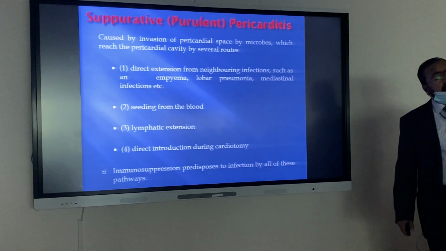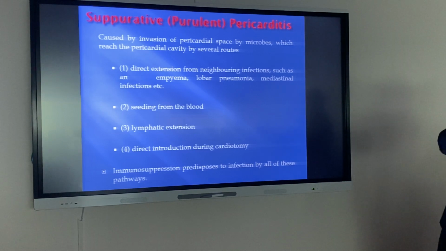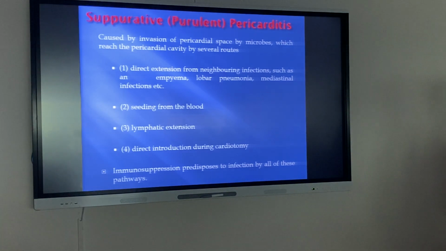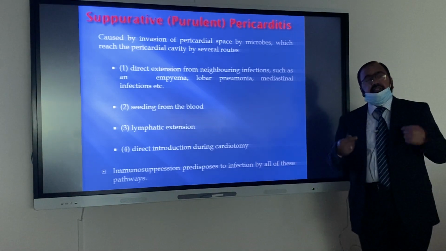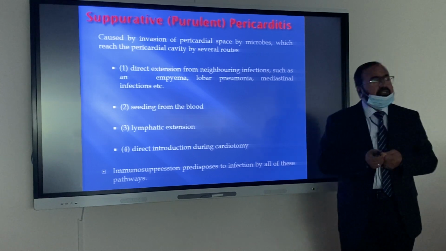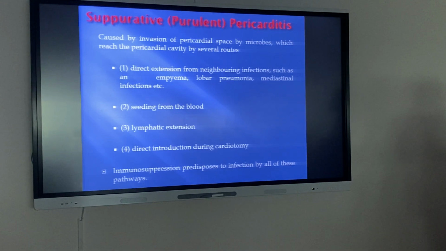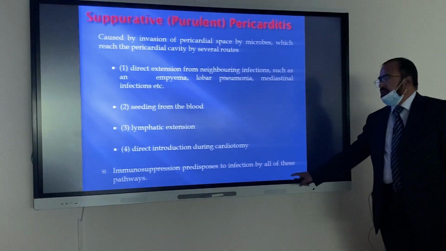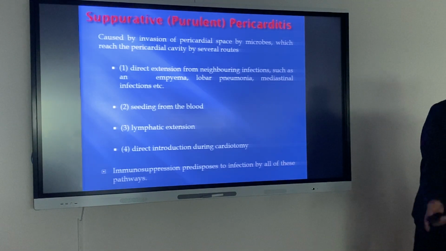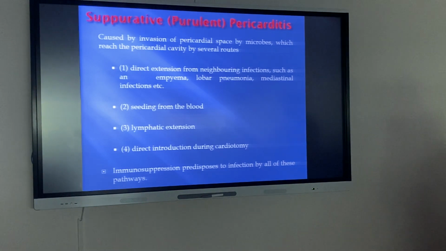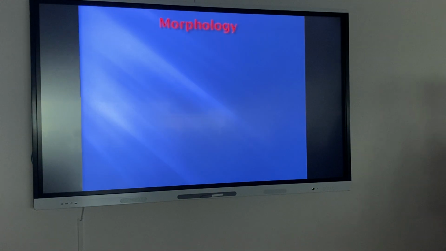Lymphatic extension. The lymphatic drainage can carry bacteria to the pericardium. Direct introduction through cardiotomy. The surgeon is doing some manipulation or surgery on the heart, for example CABG operation, and probably the instruments were not sterilized properly. This will cause this. Immunosuppression predisposes to infection by all of these. If the patient is already immunosuppressed, then they can get this one.